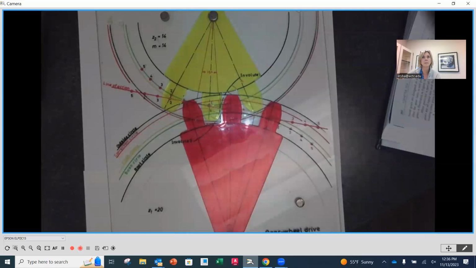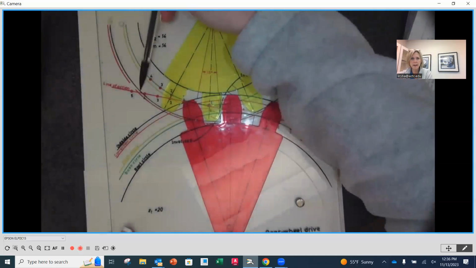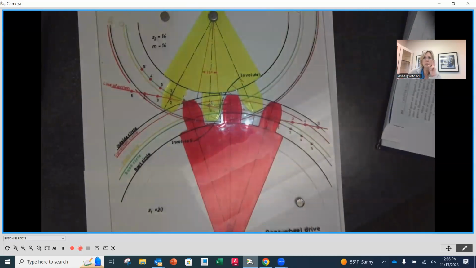Can you go over that again? What exactly? As we look at this line of action here, there are going to be two forces.